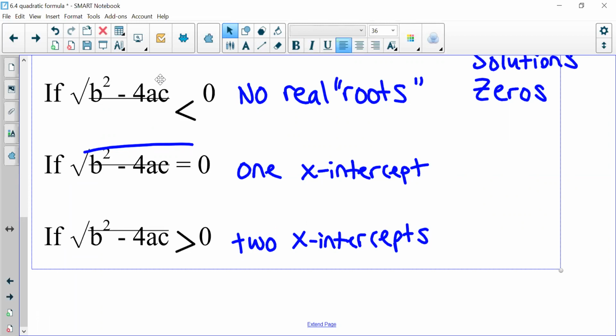Wait, so what number would determine if it has multiple, or if it has 2 x-intercepts? Just the b squared minus 4ac, just this part of the formula.